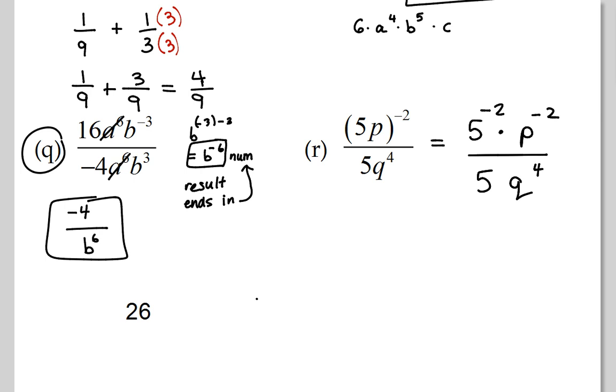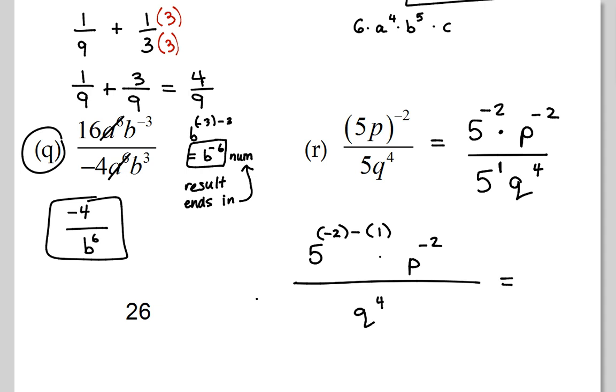Now for this one, I'm going to slide a little 1 here to help on that 5 down there. So when I do the rule, negative 2 is the power in the top. I'm going to subtract the power in the bottom, which is a positive 1. The p to the minus 2, I'm just going to leave that. Then q to the 4. So that's going to be 5 to the minus 3, p to the minus 2 over q to the 4.